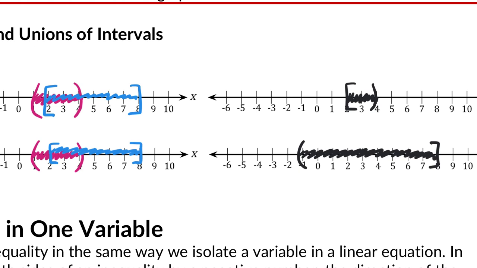So intersection is what overlaps. Union is literally everything in either A or B.